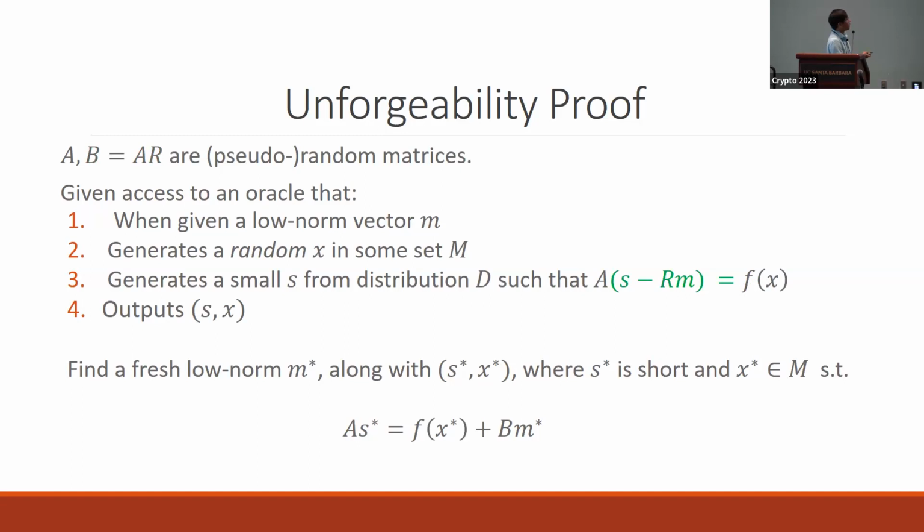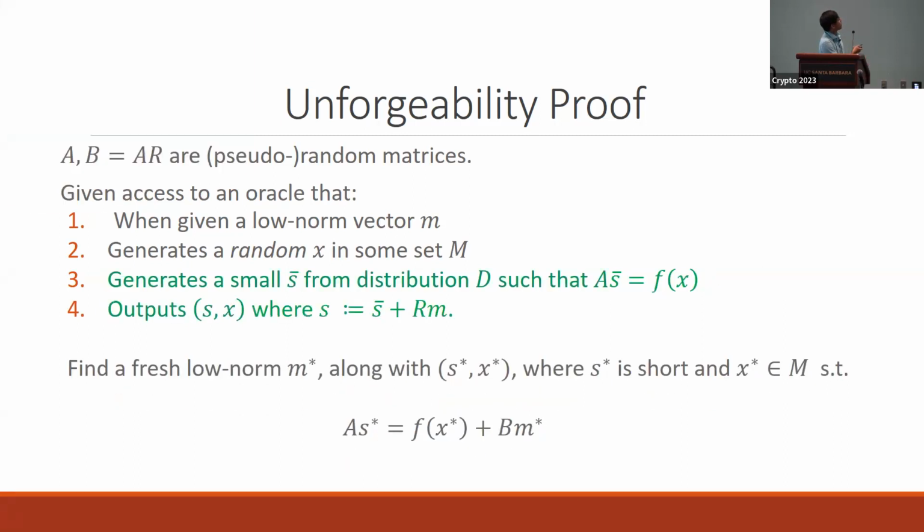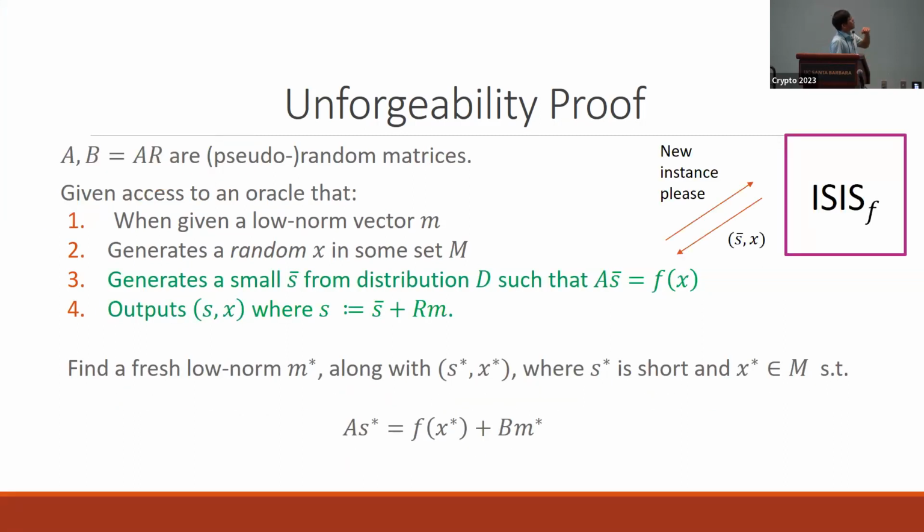And it's nice because then in the equation in step 3, I have A times (S minus RM) equal to f of X. And this is where we reduce unforgeability of the scheme to the ISSF problem. Because then we can just ask the ISSF oracle for a new instance, and we get the S bar and X, and then I can just write S to be equal to S bar plus RM. But there is a mismatch between the distributions, which I won't go into the details of, also because the slides are old.